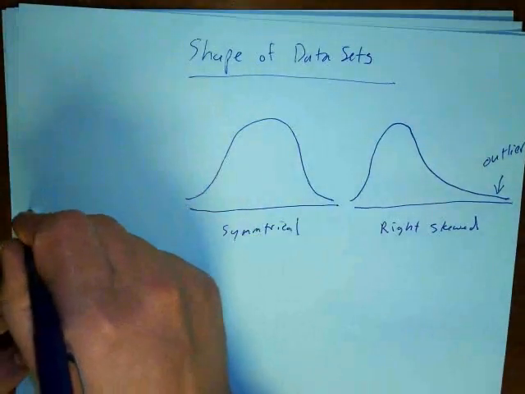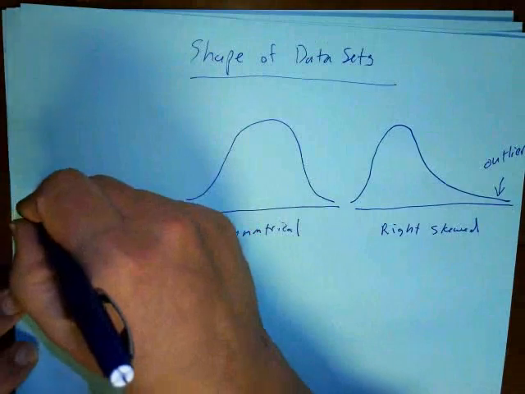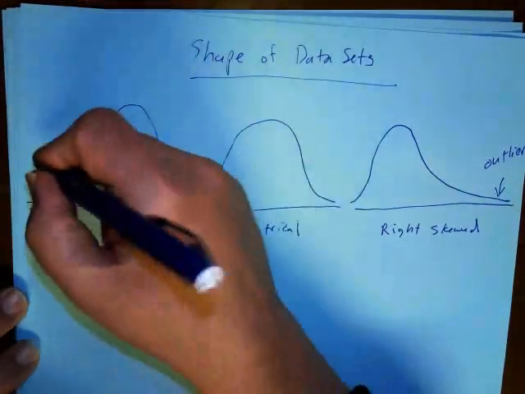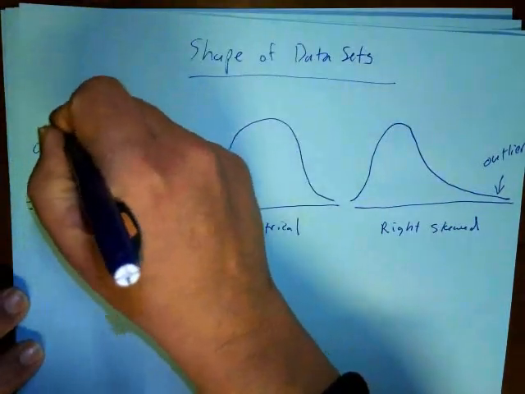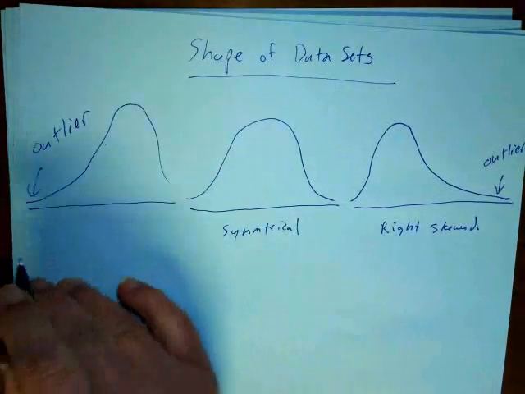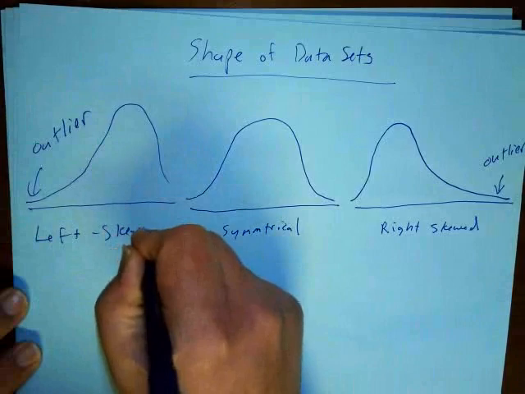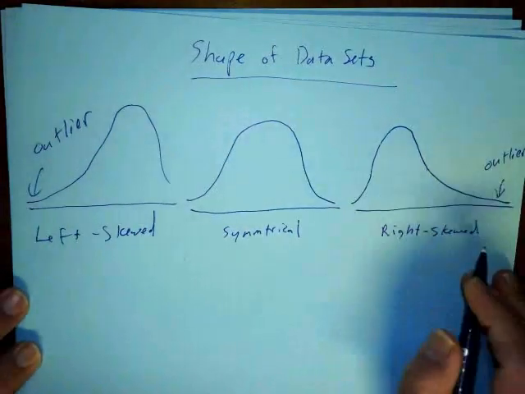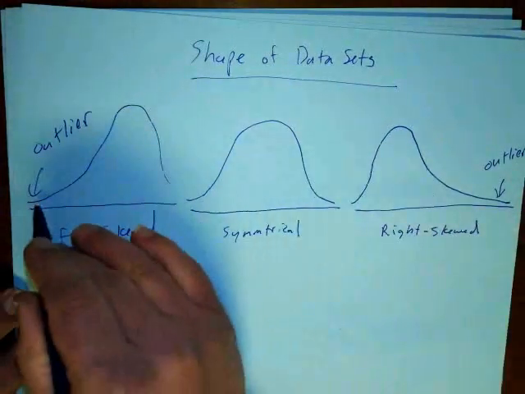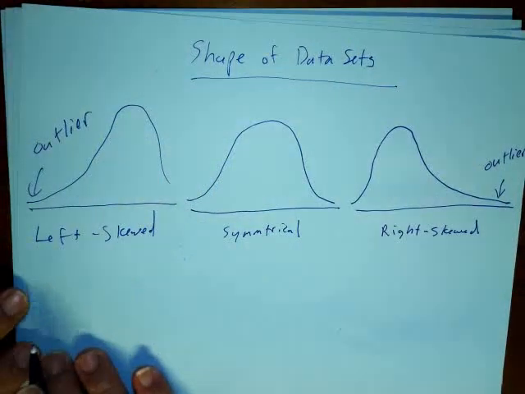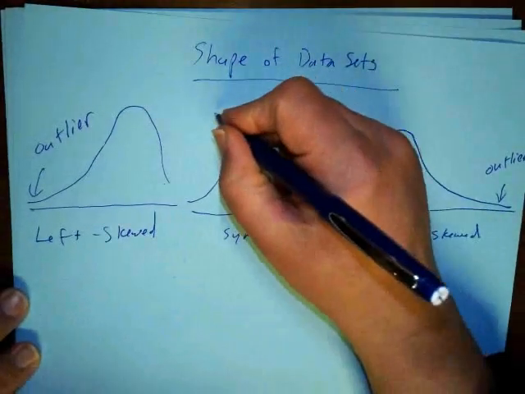Okay, so the other side would be a left skewed data set, and this would be an outlier here on the left, skewing the data to the left. So you have right skewed with outliers on the right, and left skewed would have outliers on the left. Let me just give a quick example for each one.